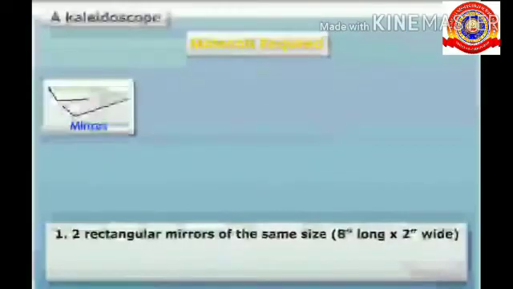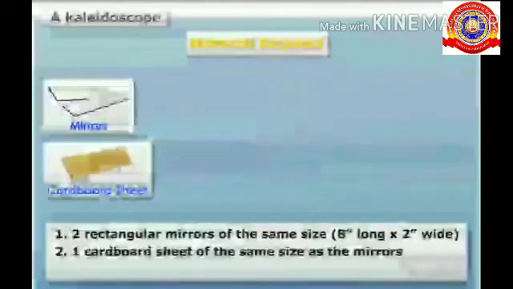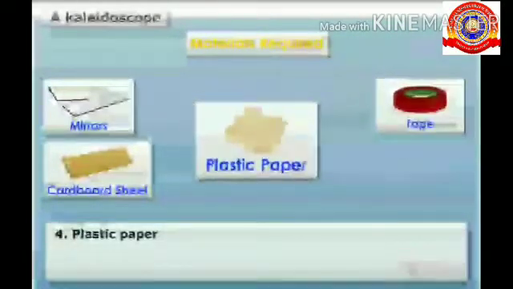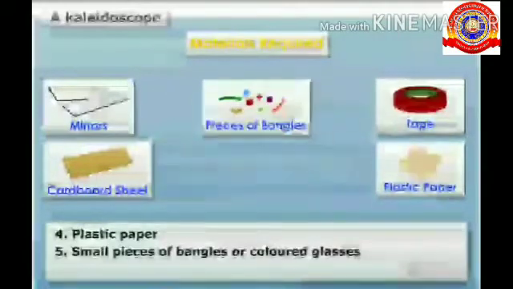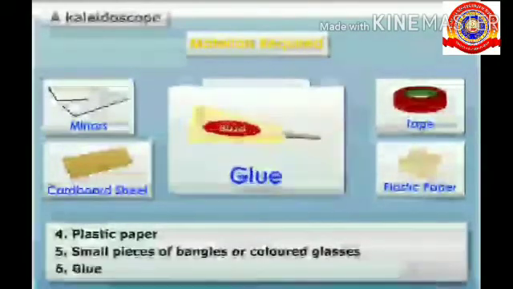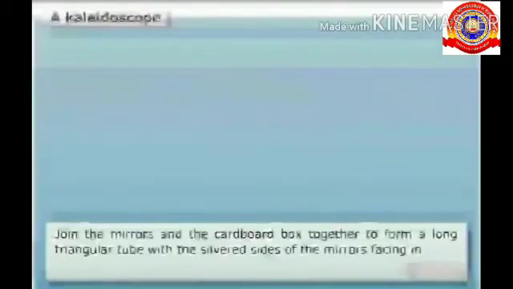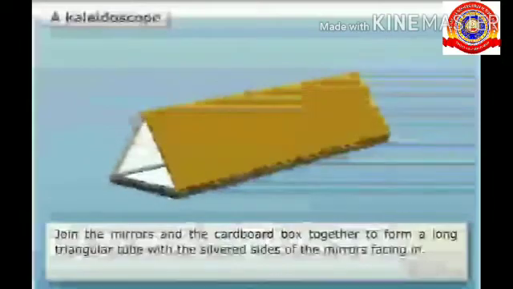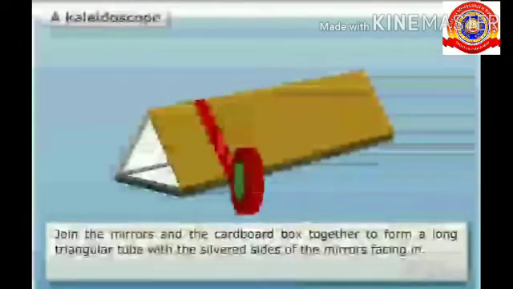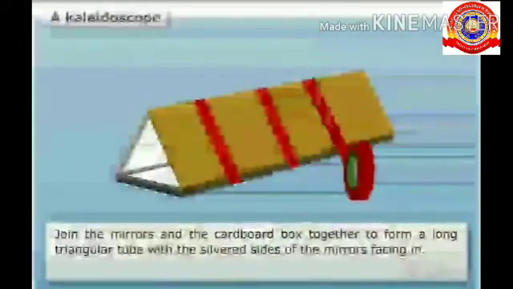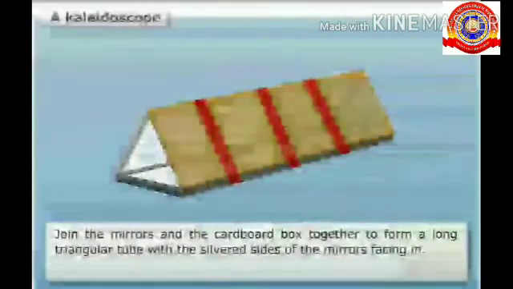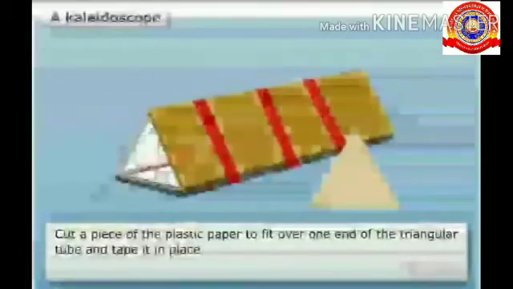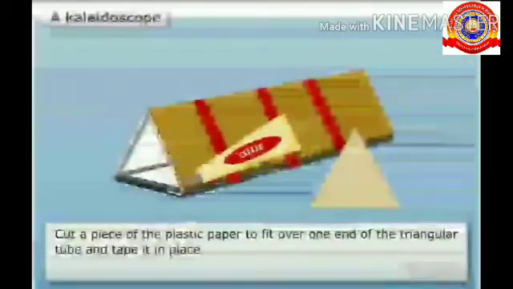To make a kaleidoscope, take two rectangular mirrors of the same size, one cardboard sheet of the same size as the mirrors, sellotape, plastic paper, small pieces of bangles and colored papers, and glue. First, join the mirrors and the cardboard together to form a long triangular tube with the silver sides of the mirrors facing in. Cut a piece of plastic paper to fit over one end of the triangular tube and tape it in place.